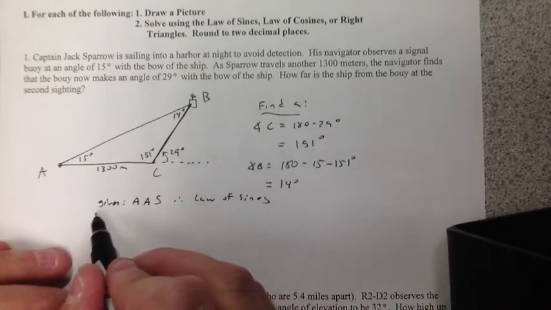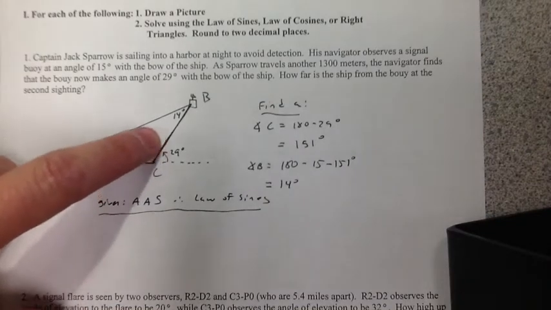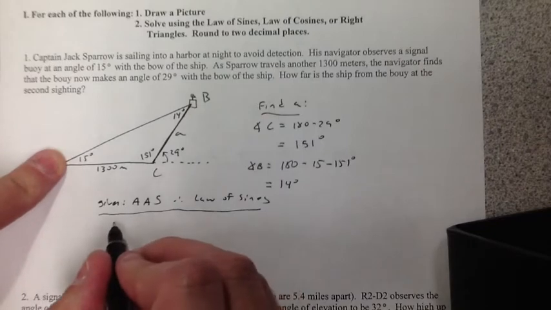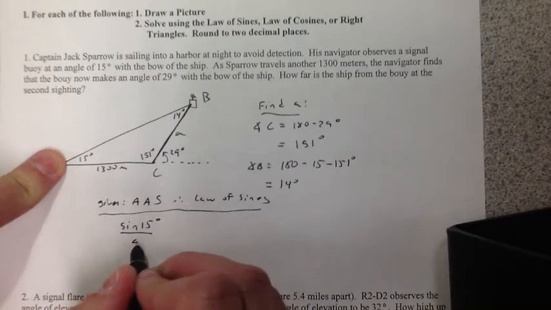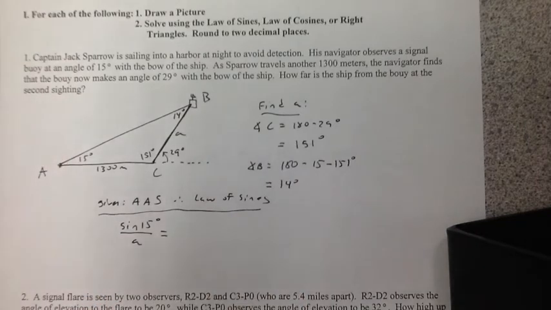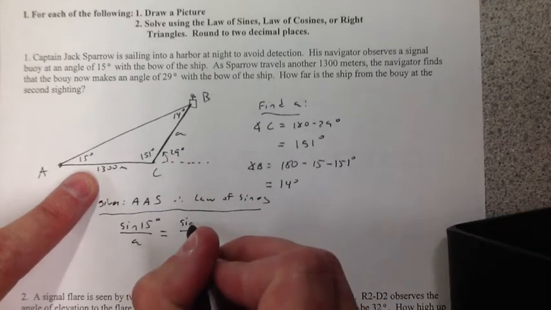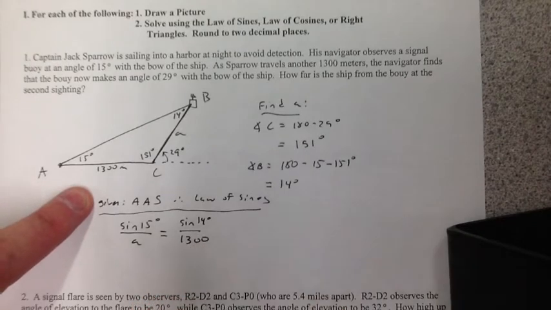So we're going to use the law of sines to solve this problem right here. So I'm looking for little a right here. That's what we're looking for. It's opposite 15. So I go and take a look at what I'm trying to find. The sine of 15 degrees over little a. And I take a look. Do I know anything? Do I know a side with its opposite angle? Yeah. I know the sine of 14 degrees, and I know its opposite side, 1,300. That's the law of sines.